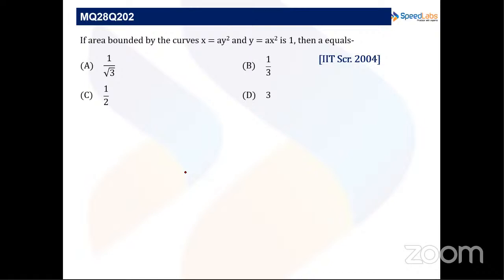Now moving to the next question. If the area bounded by the curves x equals a y square and y equals a x square is 1, then we need to find the value of a. So we can see that we are having two parabolas here.